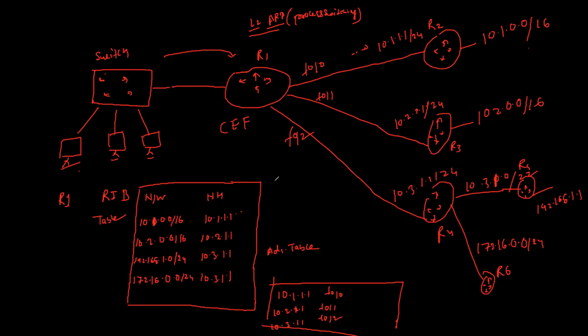Now it is going to create the FIB table. There would be FIB table also. So let me just write our FIB table. This is the FIB table. In the FIB table, what is it going to do? It is going to put three things: the network, next hop, and interface as well. It is going to put the network information in the FIB table. So network information it is getting from where? From RIB. All network information it is going to get from RIB.